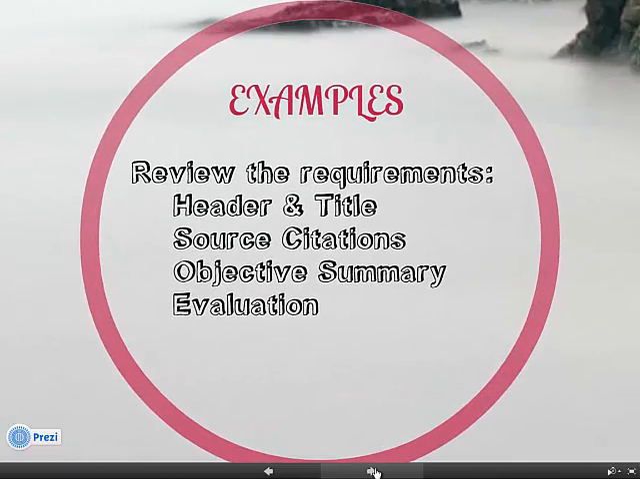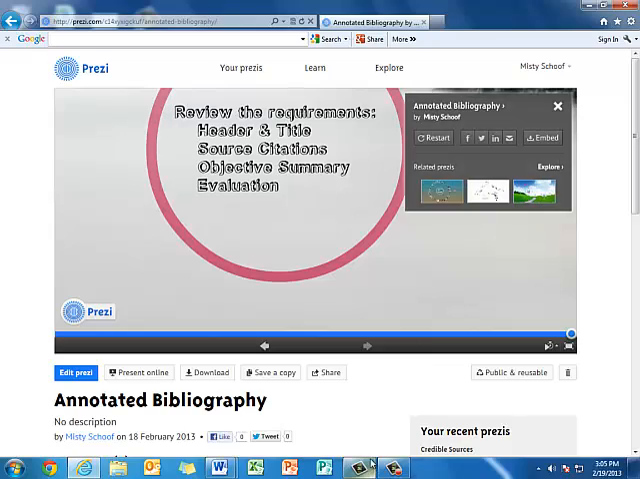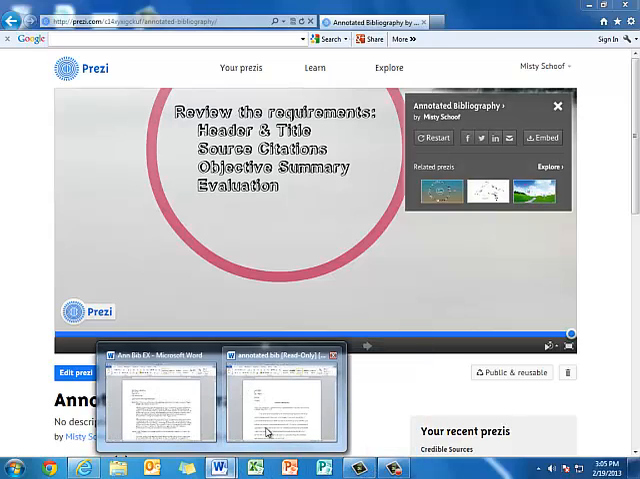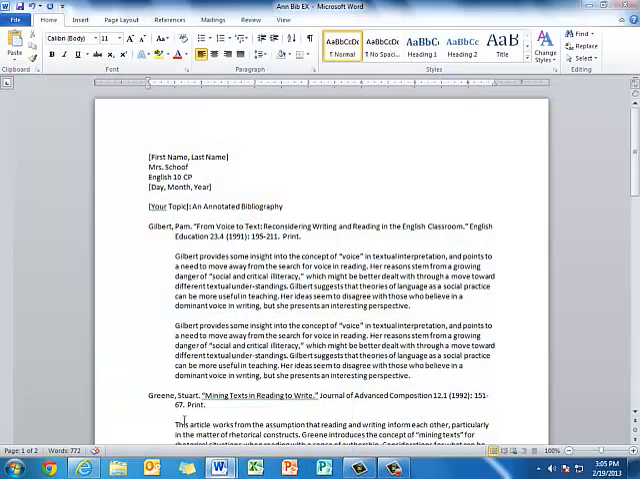So the things to keep in mind, you need a header and title. After the header and title, you're going to have your source citations, and then under each source citation, you're going to have a summary of the source, and then you're going to have your evaluation of the source. So we're going to look quickly at some examples, and then we'll be finished.